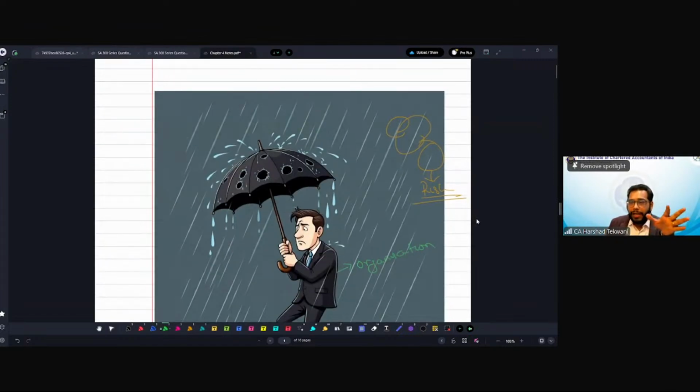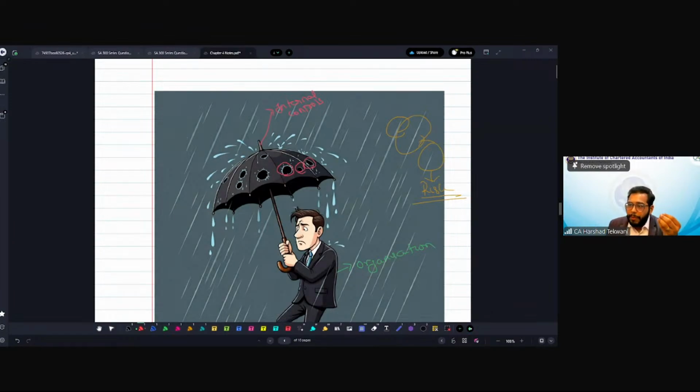Now he is holding the umbrella to protect himself from the risk, that is the rain. If I connect this, the umbrella would be your internal controls. So this umbrella is internal controls. Now these internal controls have some holes in them.